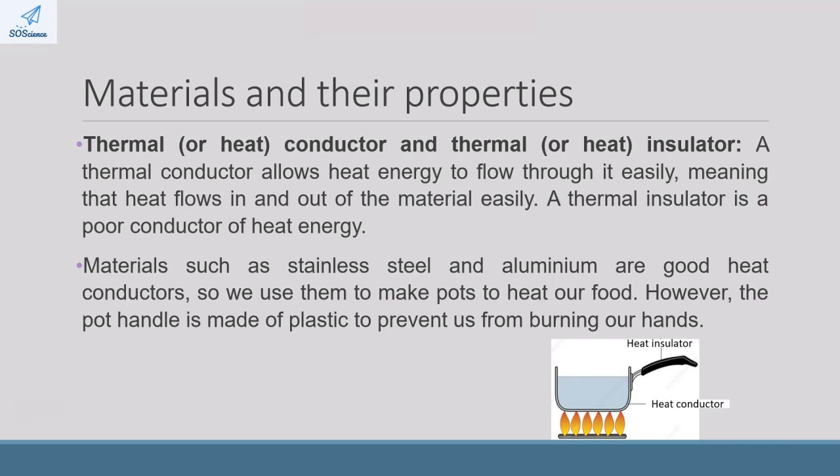So materials like stainless steel and aluminium are good heat conductors, so we use them to make pots and to heat our food in those pots. But the handle is made up of a heat insulator so that we don't burn our hands. Now, a heat insulator is not a material that doesn't allow heat to travel through it at all. It just makes it difficult. So be very careful, because an electrical insulator doesn't allow electricity to travel through it at all.